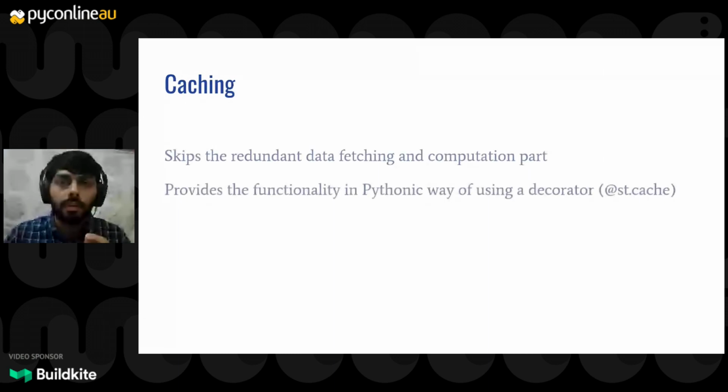Streamlit provides the functionality of caching so that the developer can skip the data fetching and loading as well as the heavy computation part. Moreover, it also provides this functionality in the Pythonic way of using a decorator. So basically, you can just write @st.cache on top of your function that you would like to get cached.